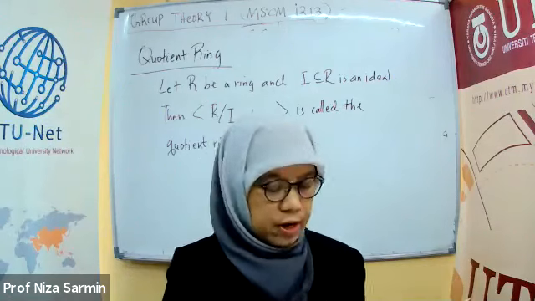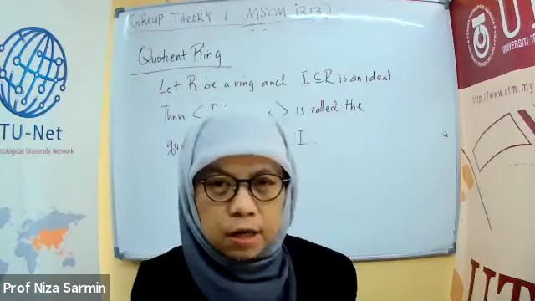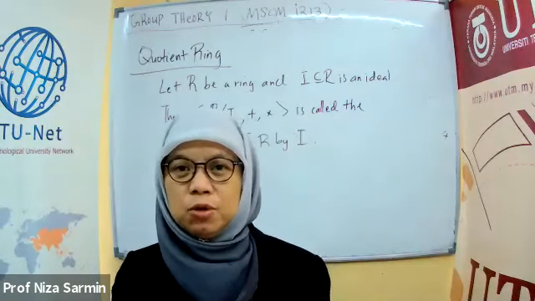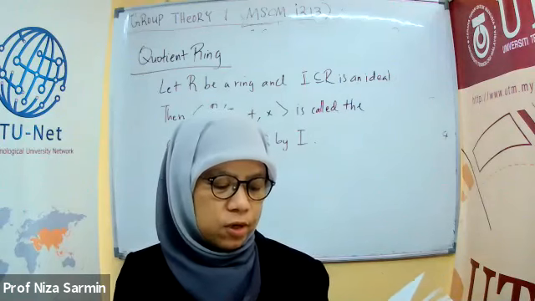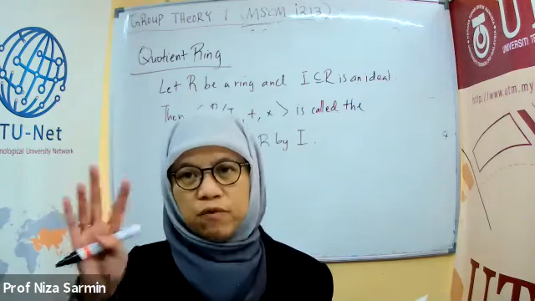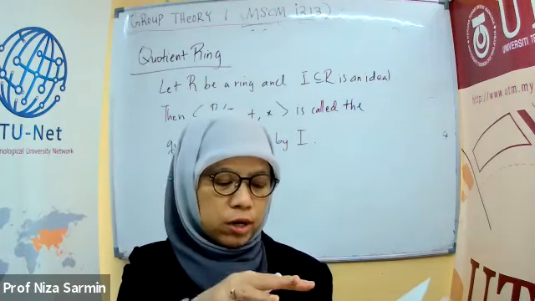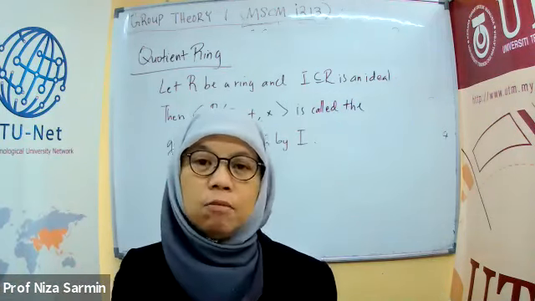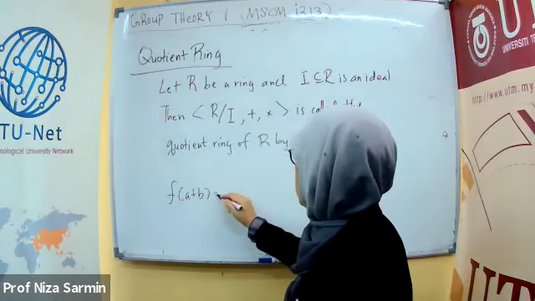And we also have a ring homomorphism, like the isomorphism theorem. For a ring homomorphism, if you have two rings and a function from one ring to another ring, it is a homomorphism if you have both.